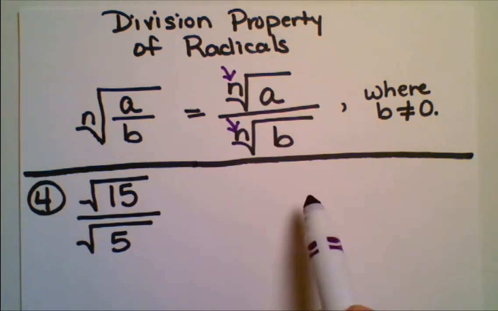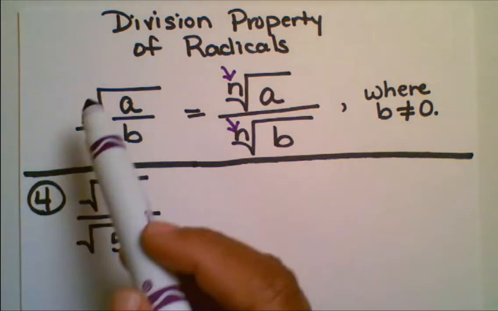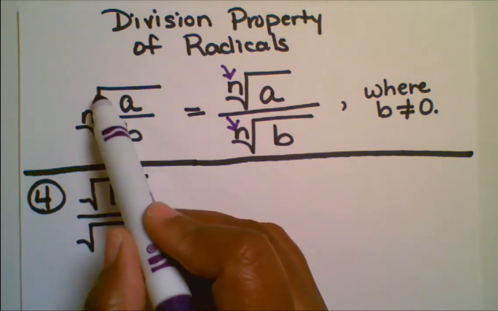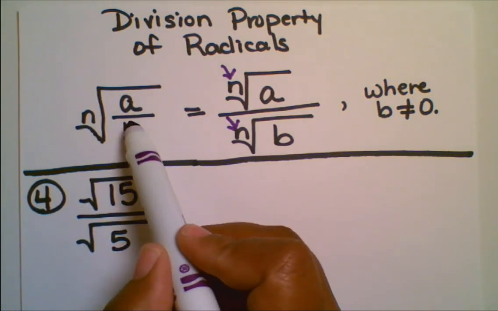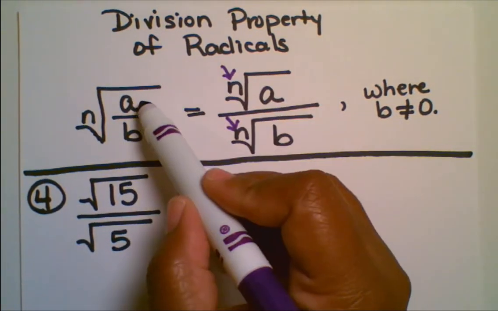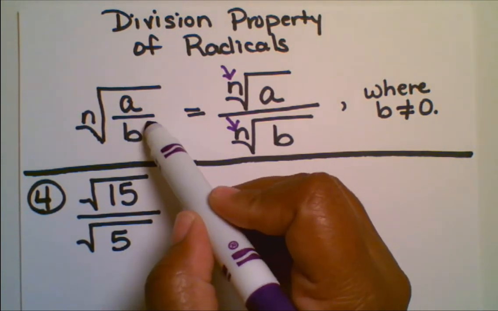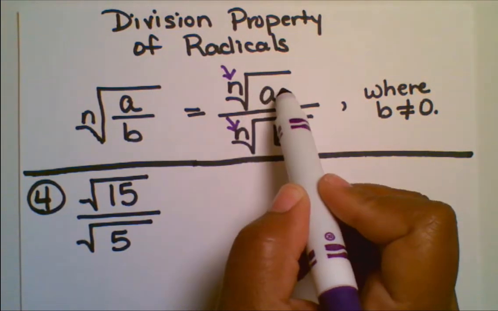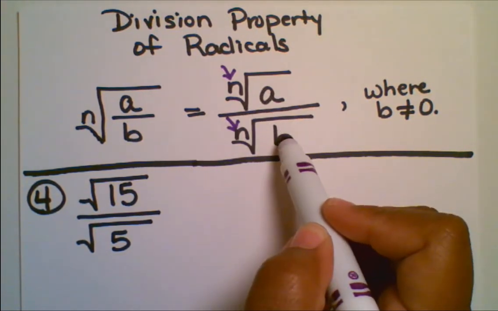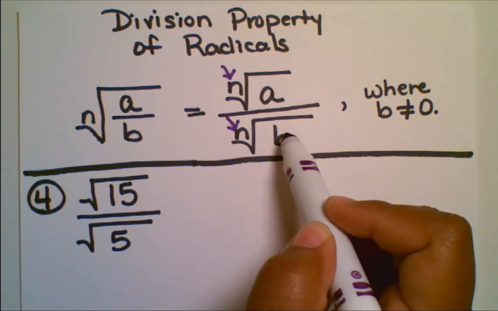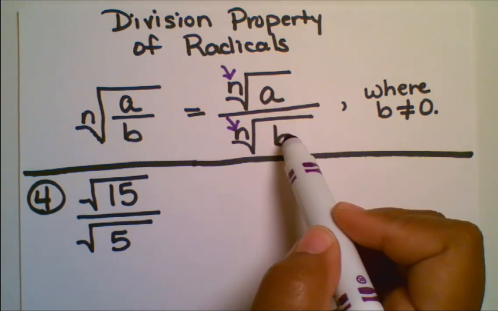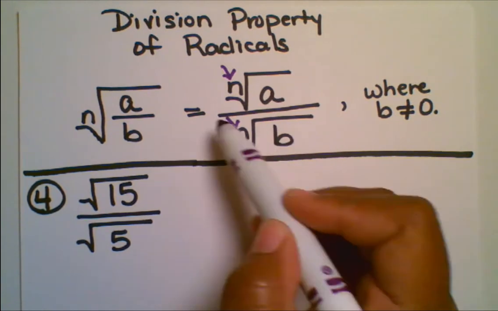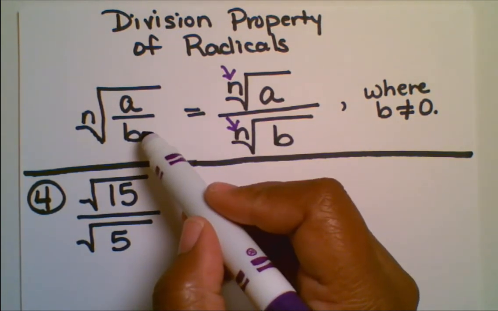So what this property is saying is that we can take the square root of, or the nth root of, a over b. You see the fraction, and we can write this fractional radicand as two separate fractions, the nth root of a all over the nth root of b, or vice versa. Where you see the two separate radicals as fractions, we can write the radicand as just one radicand.